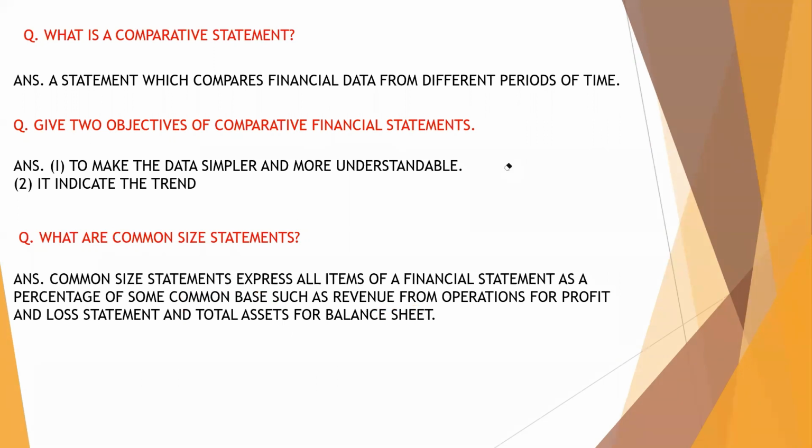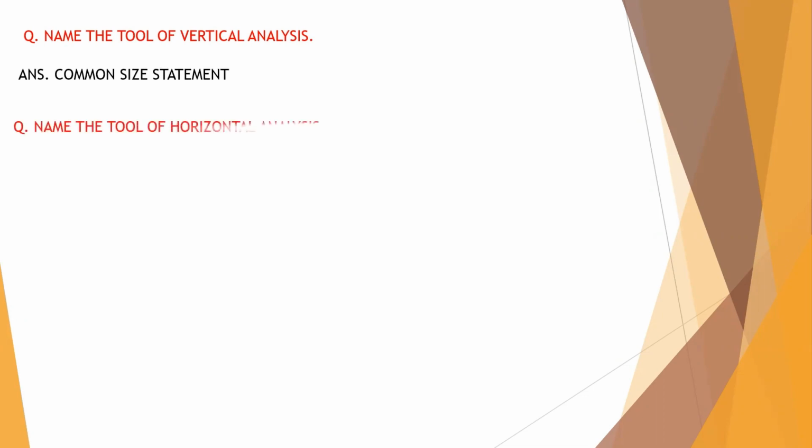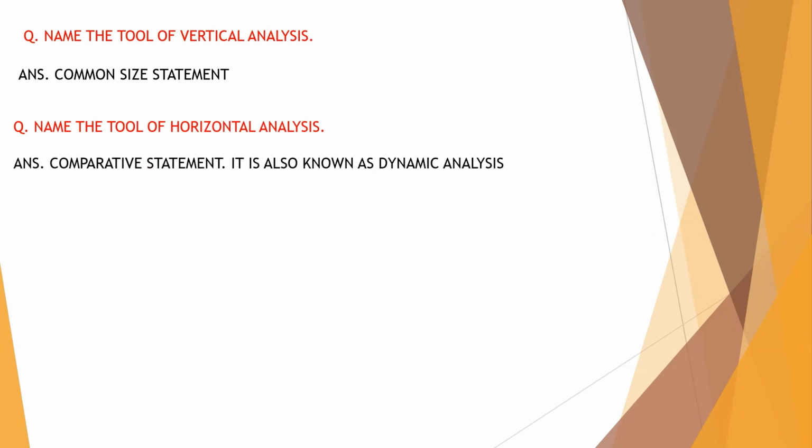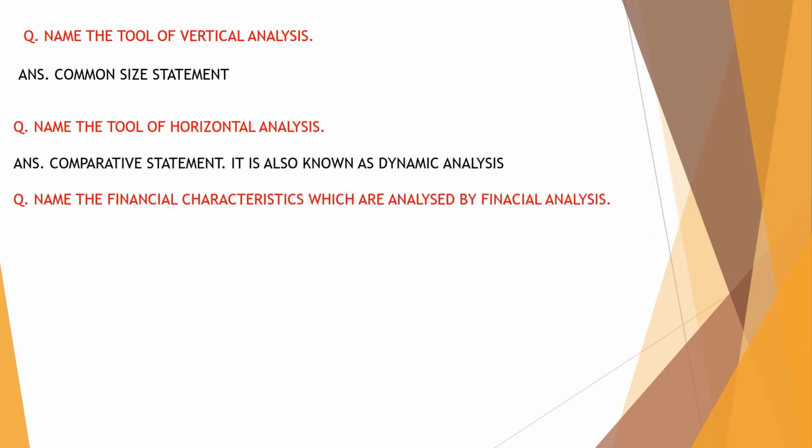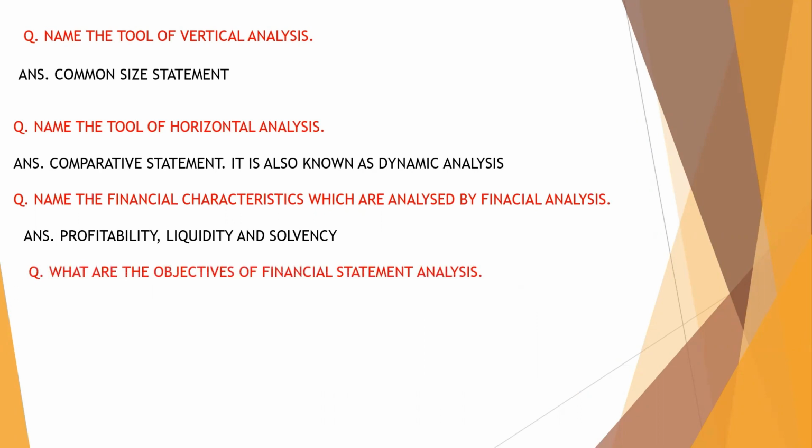Now moving next, the tools of vertical analysis. Vertical analysis is also known as common size statement, and horizontal analysis is also known as comparative statement. It is also known as dynamic analysis. Name the financial characteristics which are analyzed by financial analysis. So it's profitability, liquidity, and solvency.